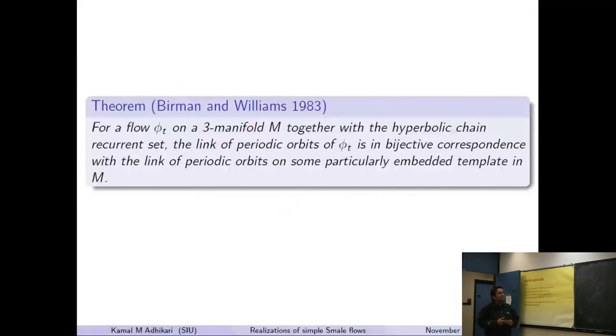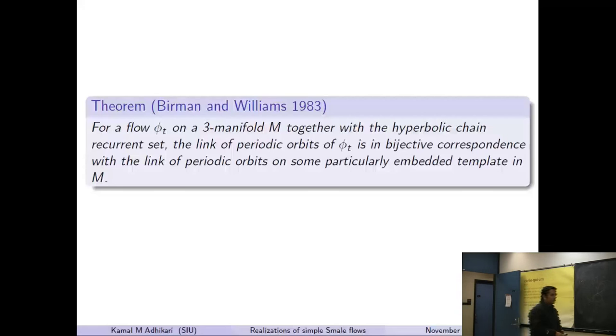In 1983, Birman and Williams proved that for a flow phi t on a 3-manifold M together with a hyperbolic chain recurrent set, the link of periodic orbits of the flow is in bijective correspondence with the link of periodic orbits on some particularly embedded template in M. So this means to study a flow, we can study the template, and the linking structure of the periodic orbits on the template will be in bijective correspondence with the linking structure of the periodic orbits in the flow.